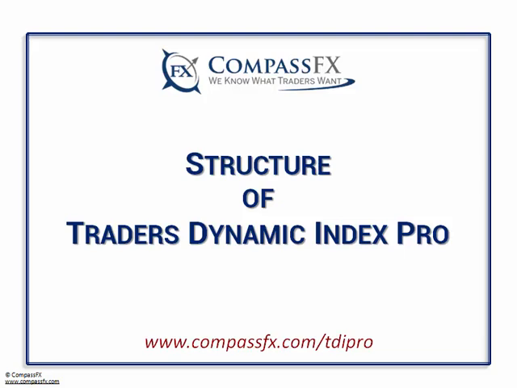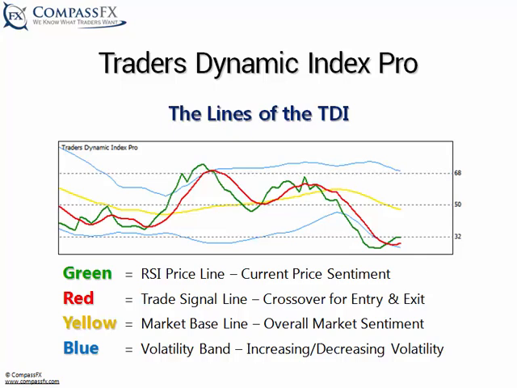This training video is about the structure of the Traders Dynamic Index Pro. The Traders Dynamic Index Pro, also known as the TDI Pro, is made up of 5 lines. Each line has a specific representation that makes the TDI Pro unique.